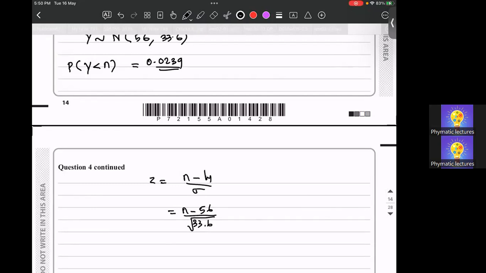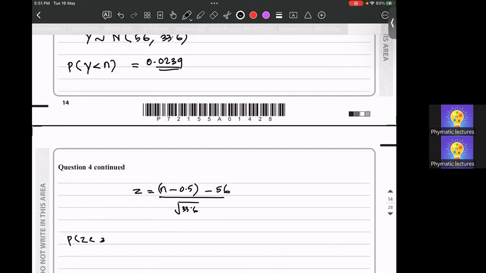But this is the case when we directly apply this formula for a normal distribution. This is actually a normal approximation, so we should apply the continuity correction. So Z is equal to n minus 0.5, because this is how we apply the continuity correction, n minus 0.5 minus 56 divided by the square root of 33.6, and the probability of Z less than this is 0.0239.